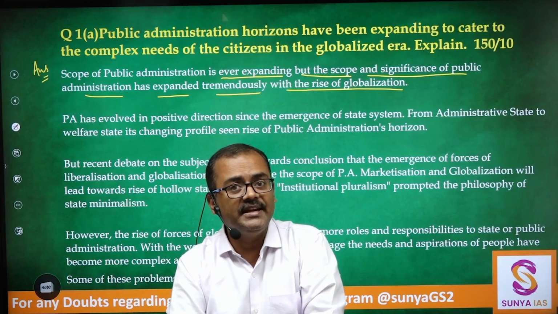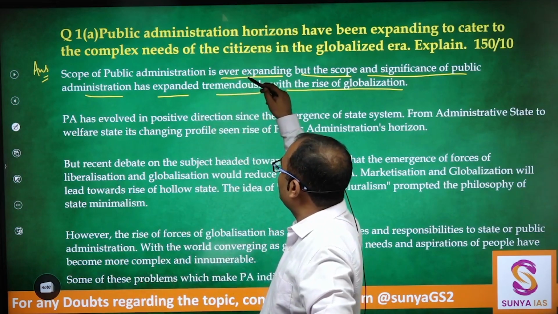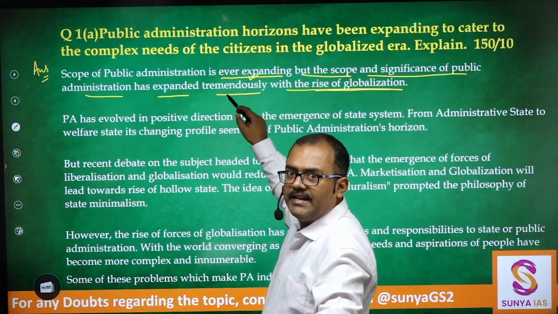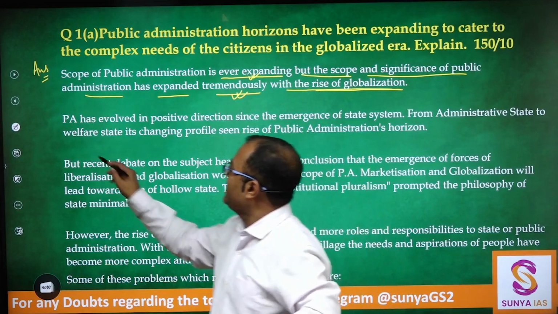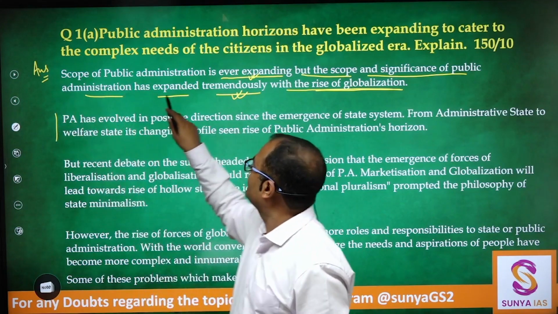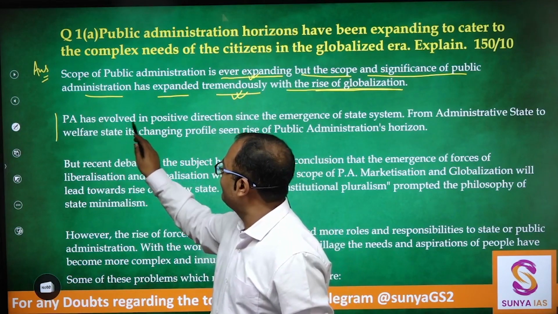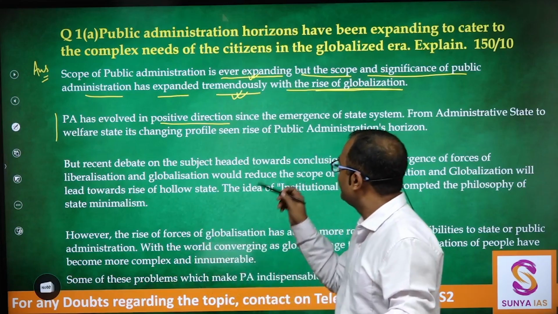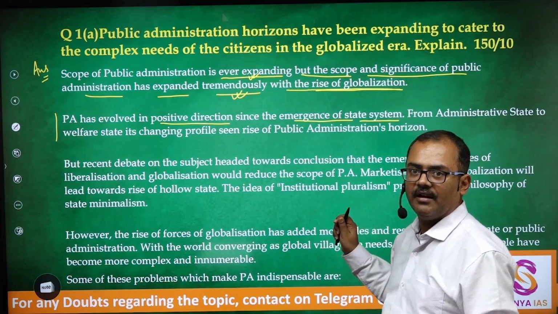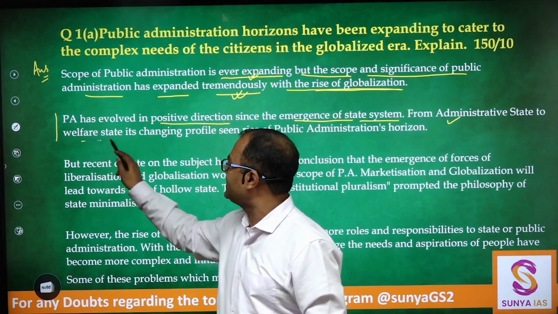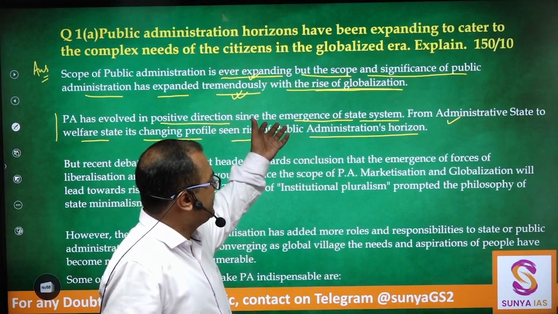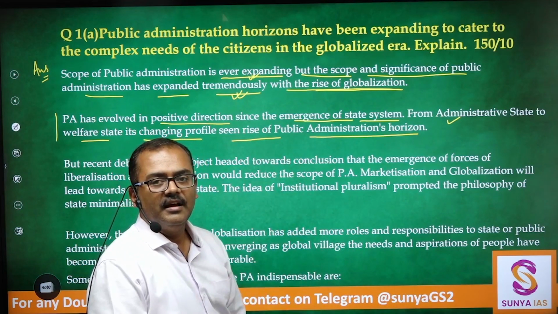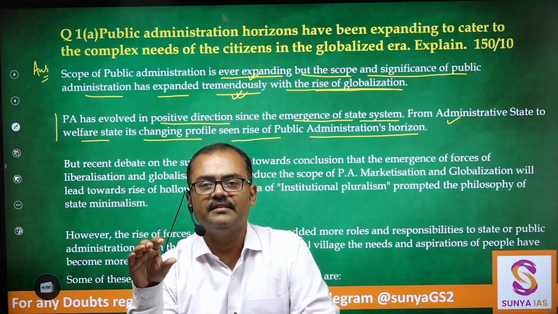That was the general view. But what we are writing at the very start, we have given the signal to the examiner that the scope of public administration is ever expanding, but with the rise of globalization, it has expanded tremendously. And a very brief introduction that we have said is that public administration's scope is ever expanding. So PA has evolved in a positive direction, means expanded way, since the emergence of the state system. And from administrative state to welfare state, its changing profile saw the rise of public administration's horizon. Means a generic statement you can write, you can skip this statement also. And then you have to write what scholars say, generally what is the general view.